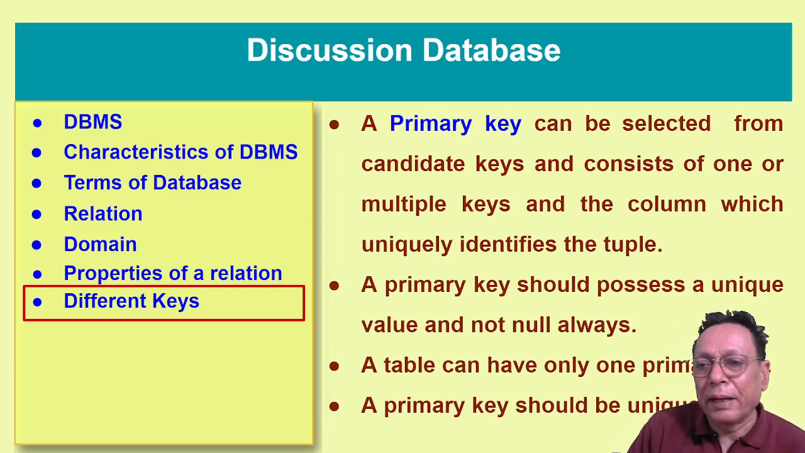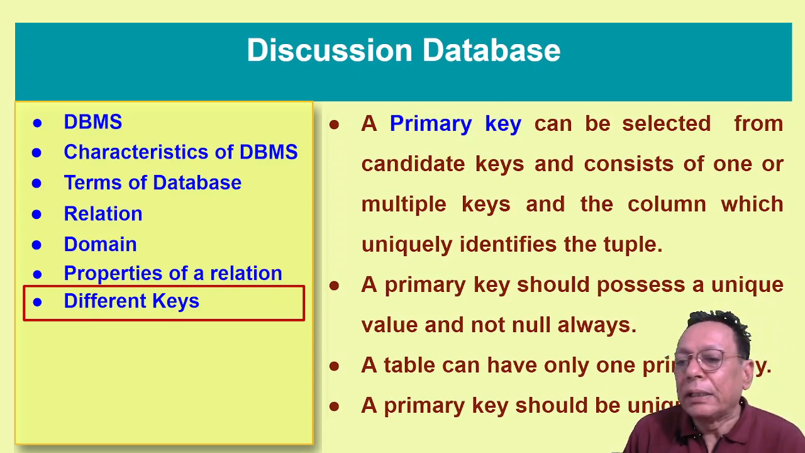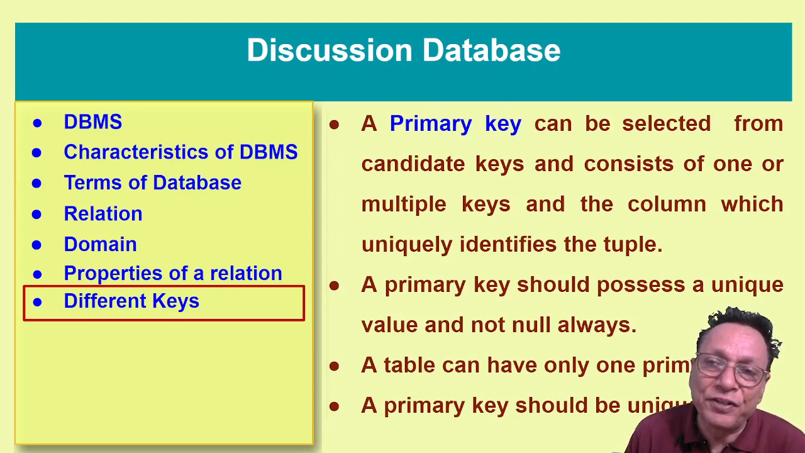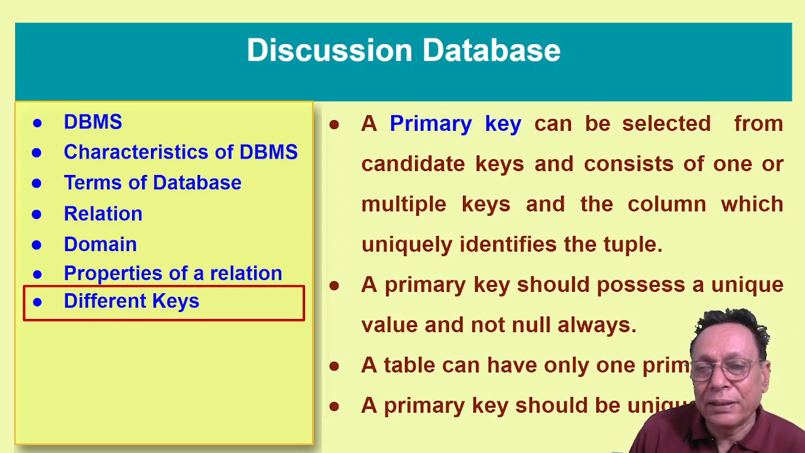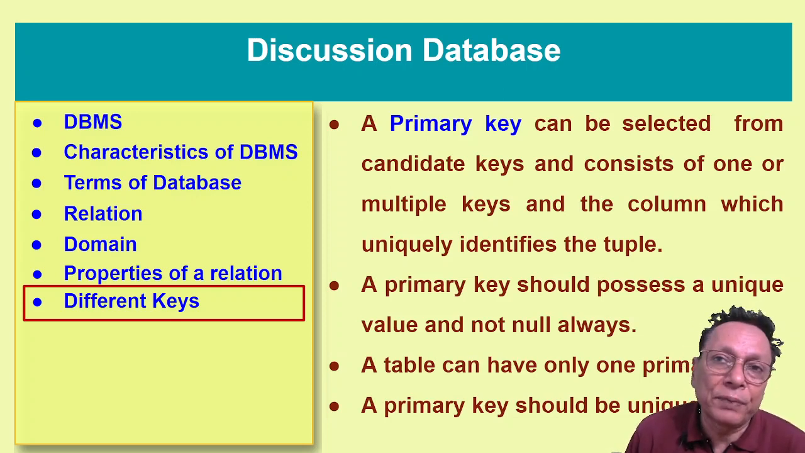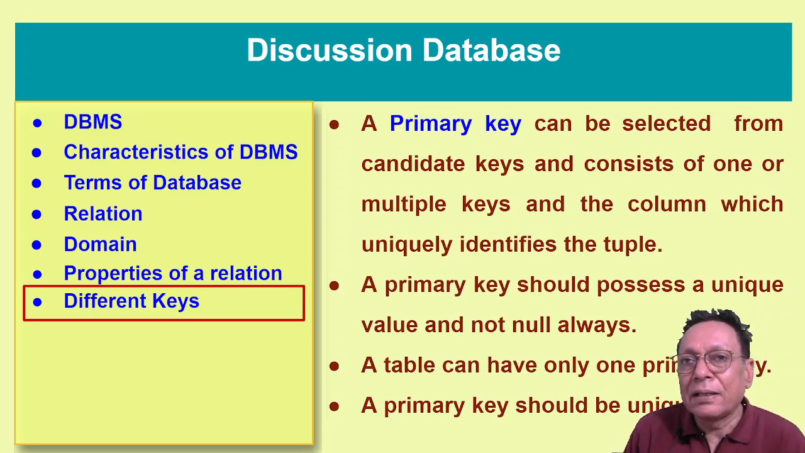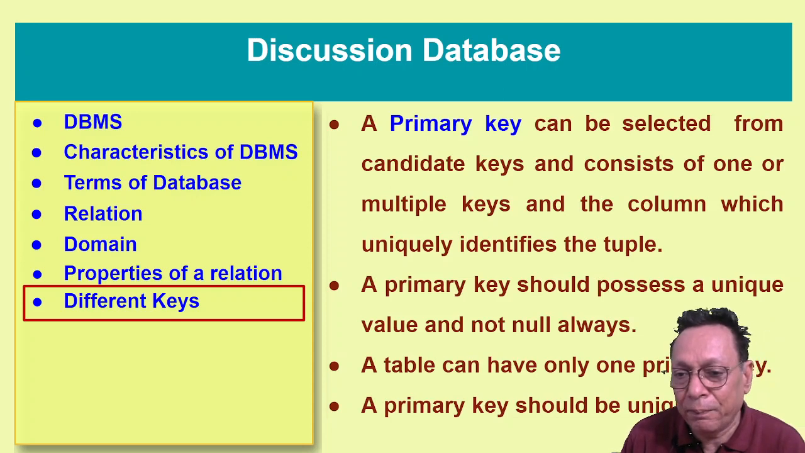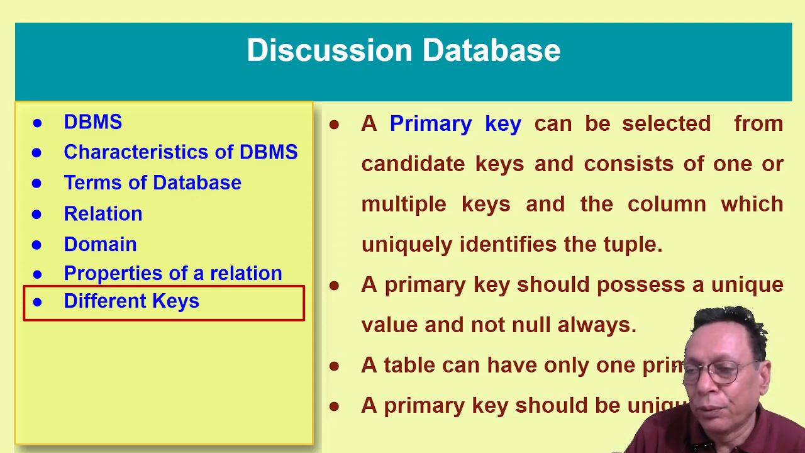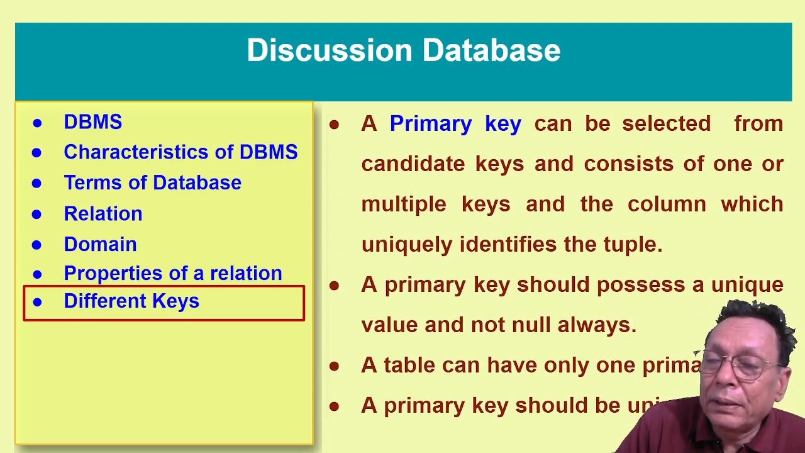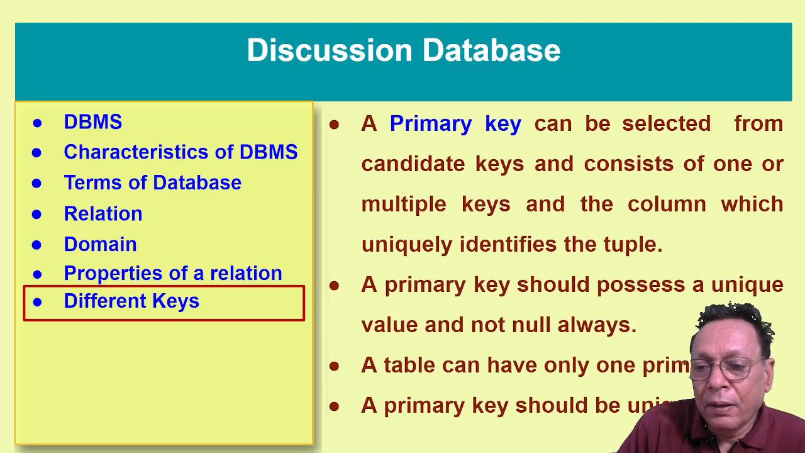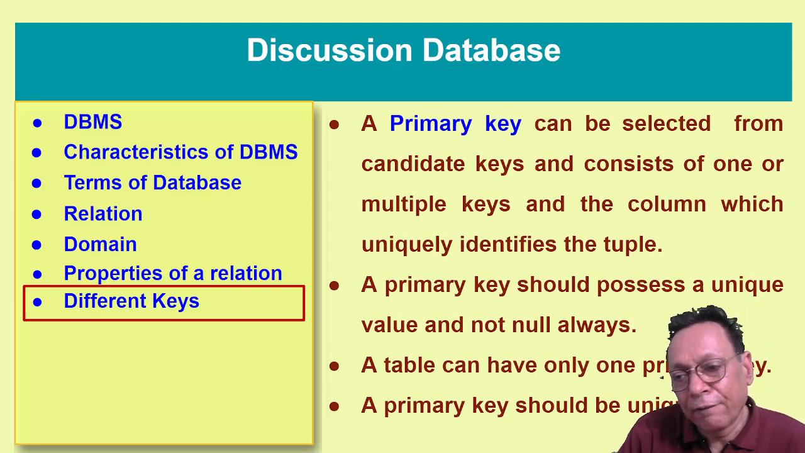So a primary key can be selected from candidate keys and consists of one or more columns which uniquely identify the tuple, like candidate keys. The same definition applies. A candidate key uniquely identifies the record, but there could be more candidate keys in a table. From these candidate keys we make a primary key, and the rest will be termed candidate keys. A primary key should possess a unique value and never be null. A table can have only one primary key, but it can have many candidate keys. A primary key should be unique, as we have already discussed.